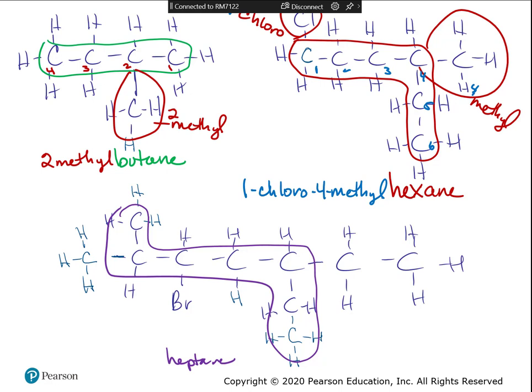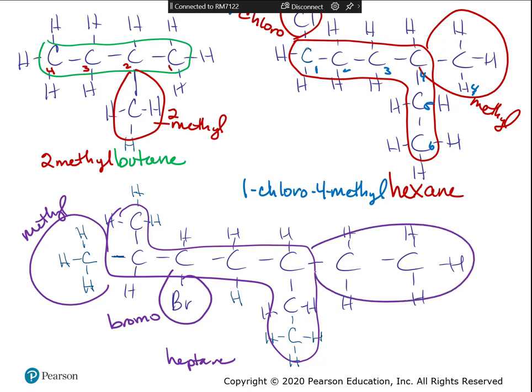So if this is our heptane, then the next thing you've got to do is name the groups that are hanging off. So this is a methyl. This is a bromo. And this is an ethyl.